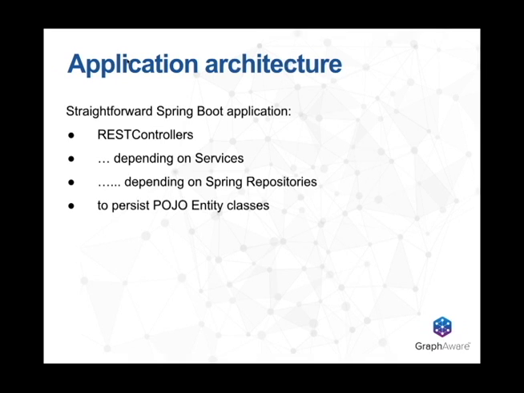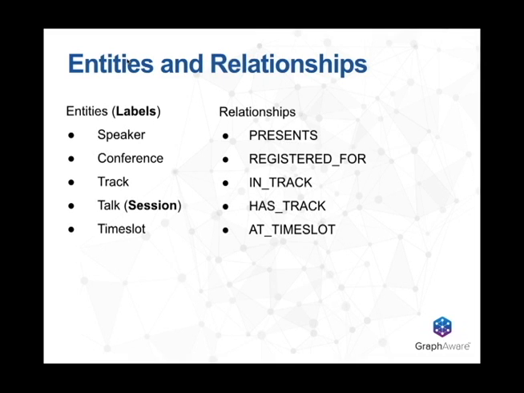The interesting thing to note here is that entity names or class names in your Java application are not necessarily going to be the same as the labels you've got on your nodes in the graph database. So in this particular case, we have an entity called talk, but it's represented by a label in the graph called session. And we'll see how we can overcome that slight impedance mismatch when we look at the code.